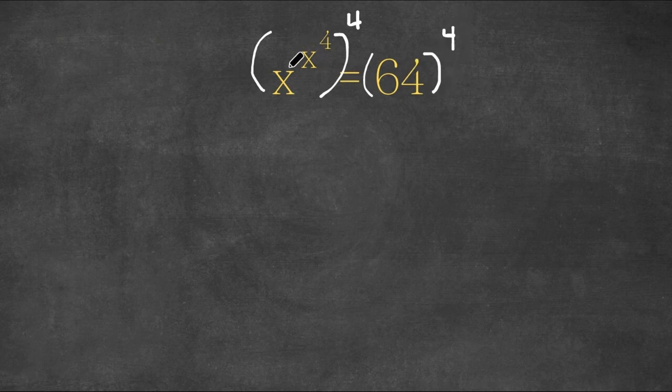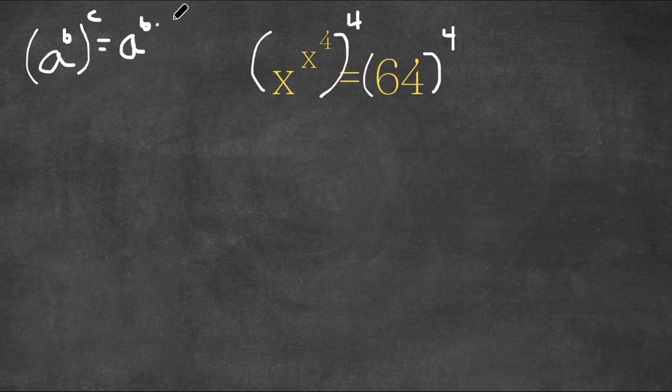Now, an important property of exponents is that if we have a to the power of b to the power of c, this is actually equal to a to the power of b times c.